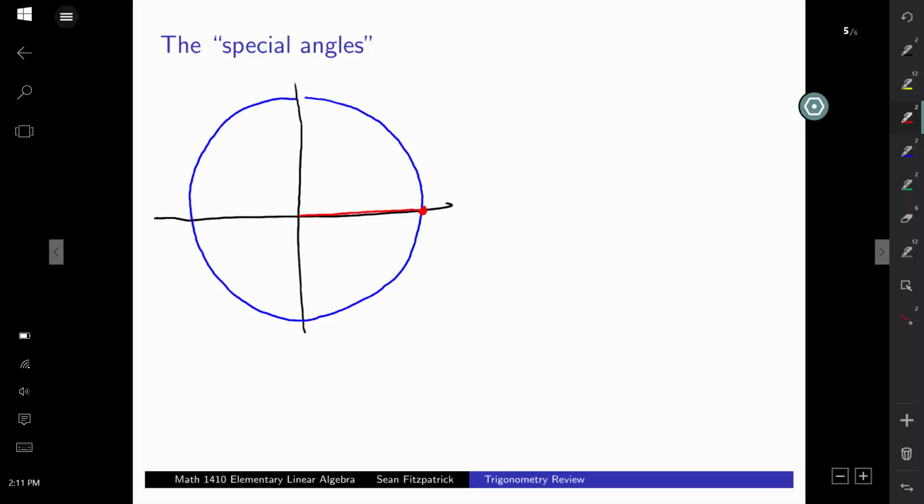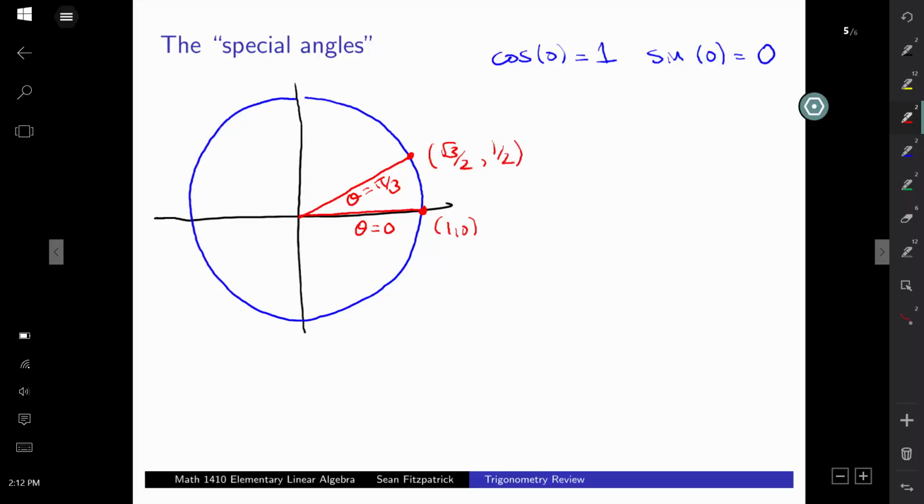We'll list those off. There's theta equal to 0, corresponding to the point (1, 0). Remembering that cosine is the x-coordinate and sine is the y-coordinate, you can immediately conclude that cosine of 0 must be equal to 1, and sine of 0 must be equal to 0. The next angle for which an exact value is easily determined is the angle pi over 3. If theta is equal to pi over 3, the coordinates of this point turn out to be x equal to root 3 over 2 and y equal to 1/2. You can work out that those are the coordinates there.